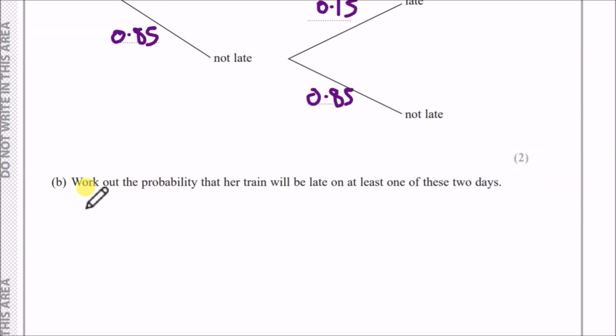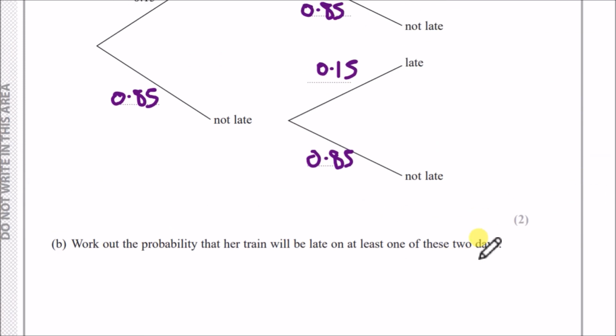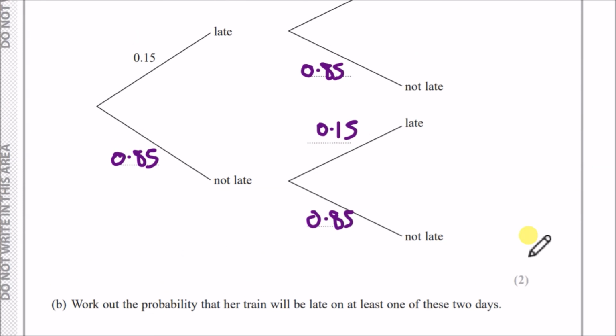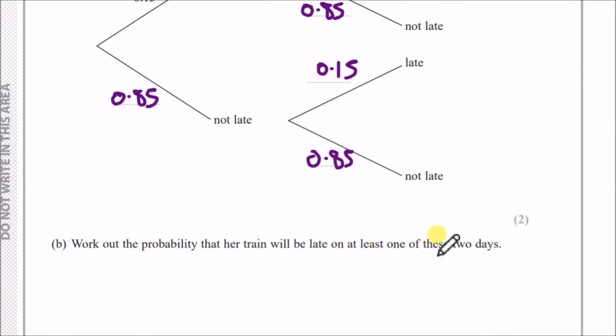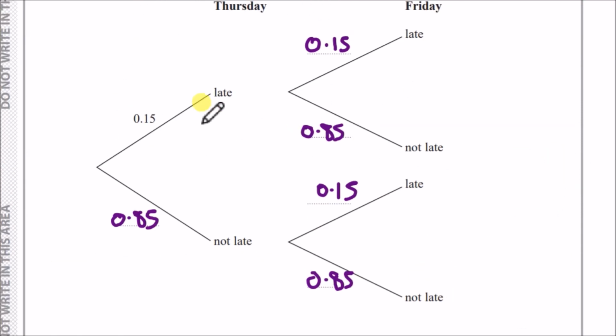Now B, work out the probability that her train will be late on at least one of these 2 days. Okay, so this is kind of a clever question. When it's late on at least one of these 2 days, this means that, for example, you could be late on Thursday and not be late on Friday, or not be late on Thursday and then be late on Friday. Or, because it says at least, you can also be both. You could be late on both days.